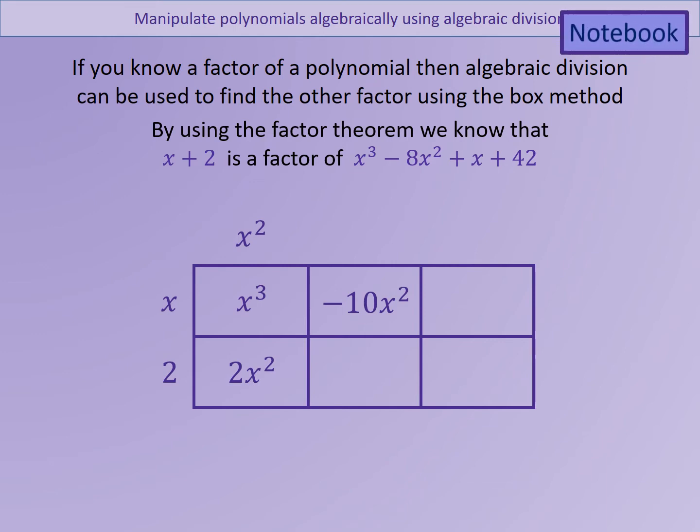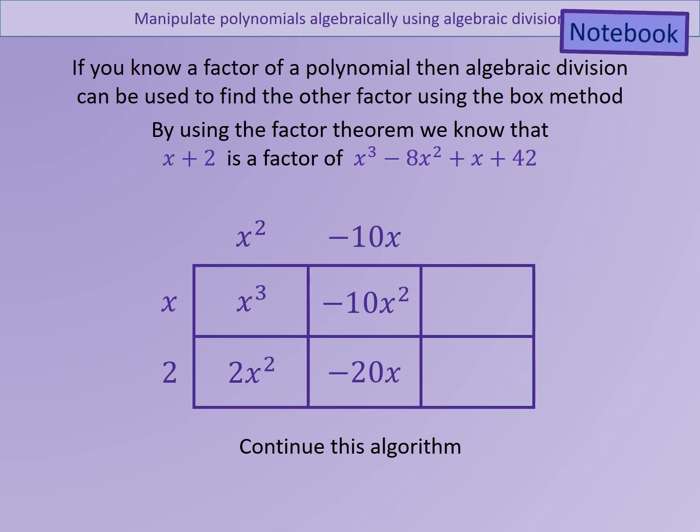As a result of being able to fill in that box, I'm then able to fill in the top middle term. So what would I need to multiply x by to get minus 10x squared? I would need to multiply it by minus 10x. And then that enables me to fill in the box in the bottom middle section. So 2 times minus 10x gives me minus 20x. And then this just continues as I've already done.